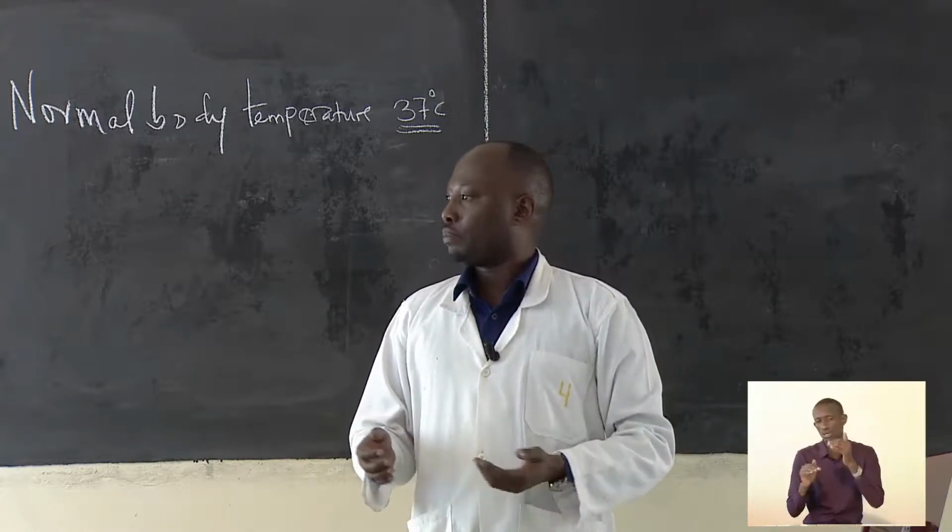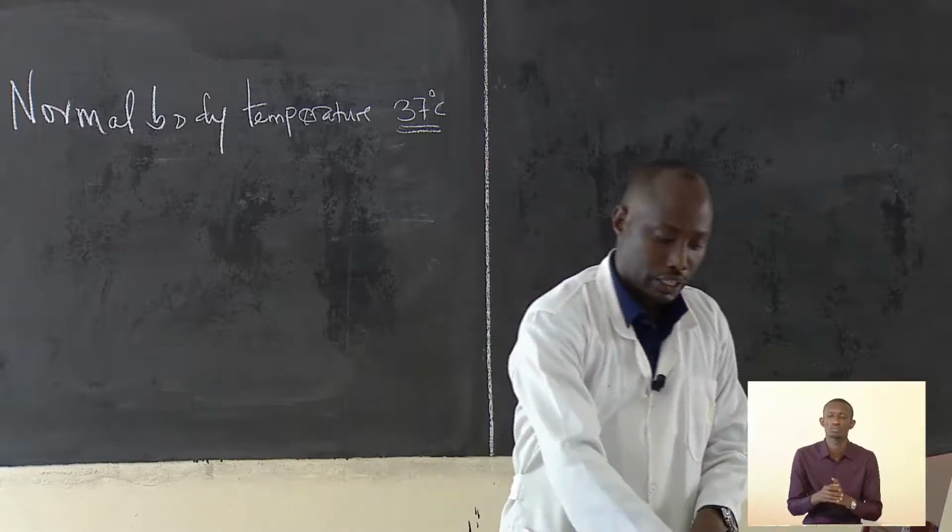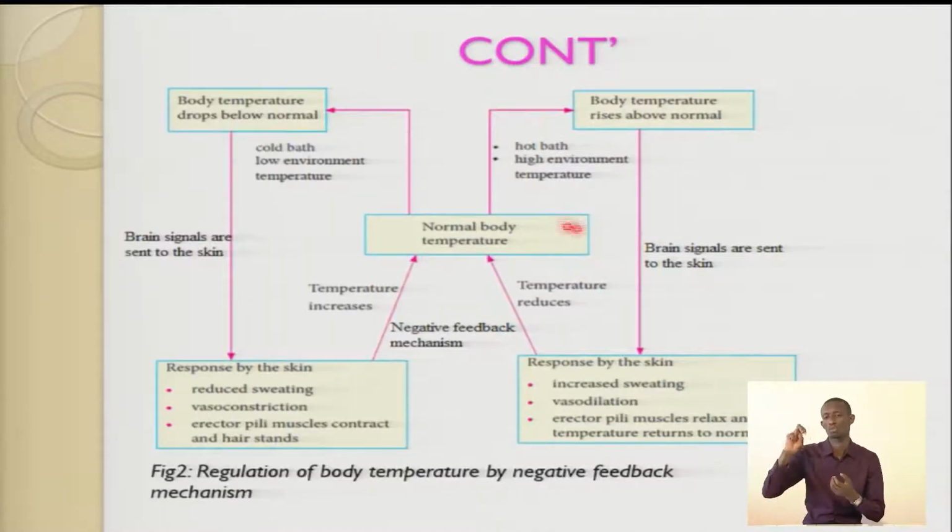The whole mechanism can be summarized. Let me show you a summarized diagram that shows the whole process I was talking about. We see the normal body temperature. Here the body temperature drops down, so it has decreased. On that side, the body temperature rises above normal. What will happen? This is supposed to be a hot bath, high environmental temperature. This is a cold bath, low environmental temperature.